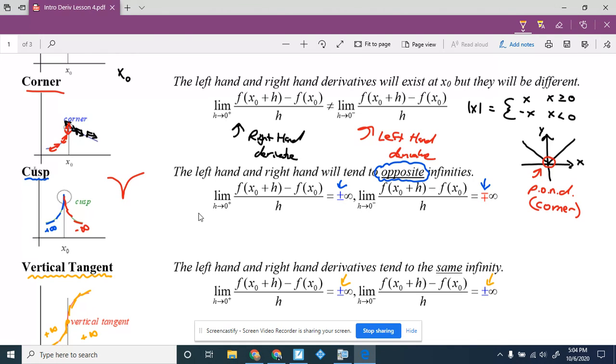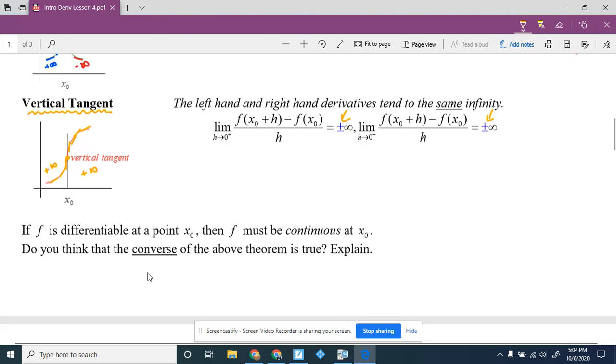They all involve you looking at the right-hand and the left-hand derivative and making some sort of comparison. If they're opposite numbers, it's a corner. If they're opposite infinities, it's going to be a cusp. If they're the same infinity, it's going to be a vertical tangent.